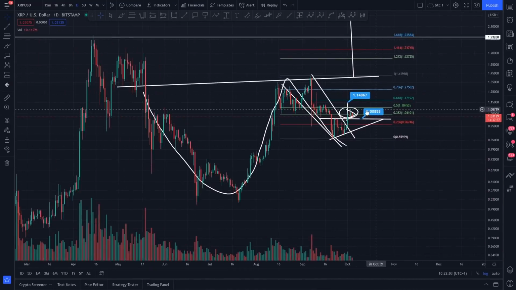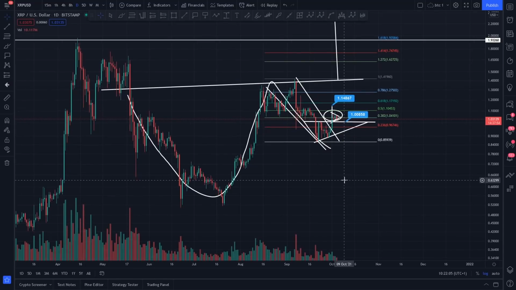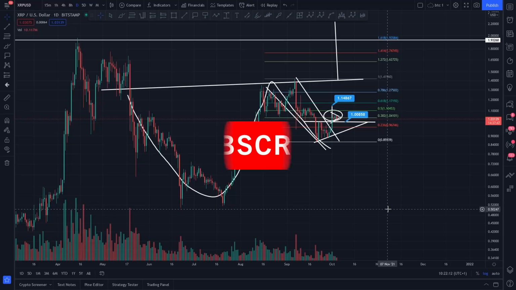Providing we can hold this support here of $1 and we don't get another roll in the market, and Bitcoin looks really bullish. It's bounced off a key level of support, the 111 day. Providing we can continue to do this, you could be looking at beautiful upside here for XRP moving forward.